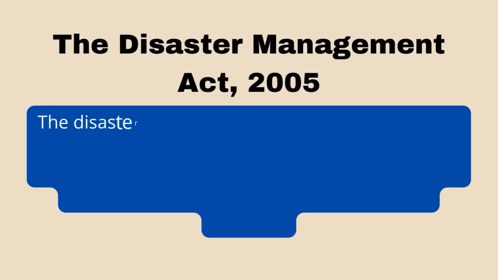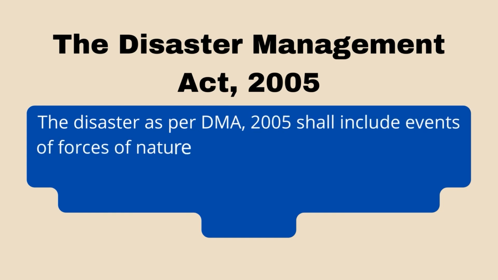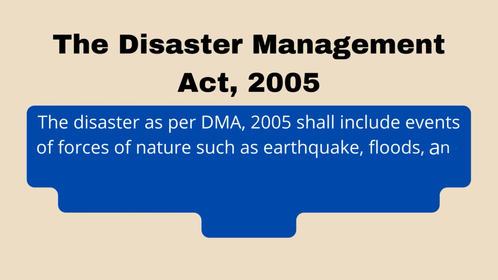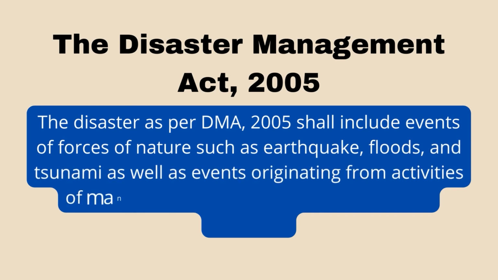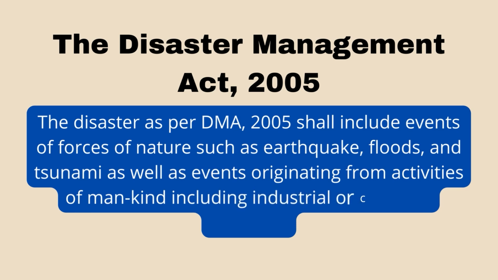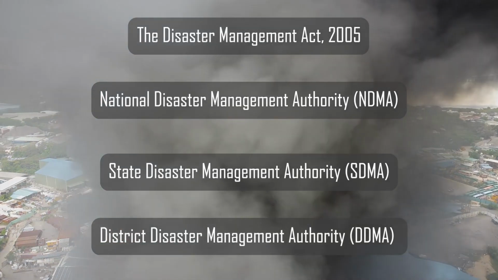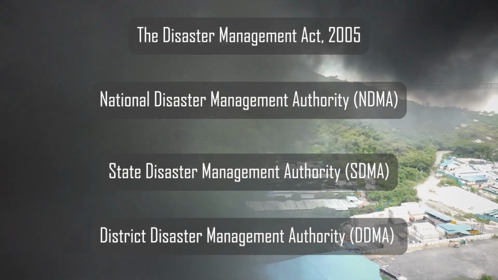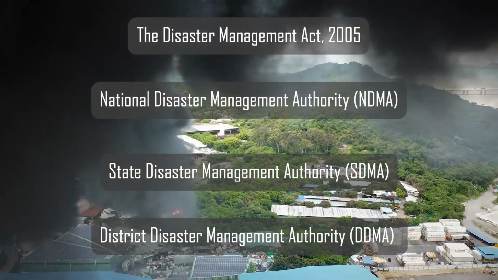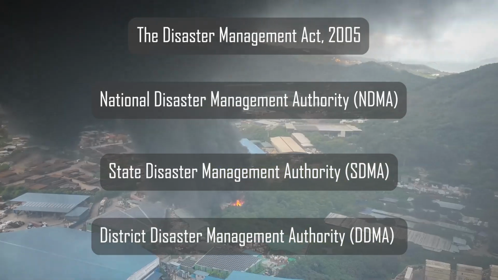The Disaster Management Act 2005 shall include events of forces of nature such as earthquake, floods, and tsunami, as well as events originating from activities of mankind, including industrial or chemical disasters. This envisages a three-tier structure, that is, the National Disaster Management Authority at the center, a State Disaster Management Authority at the state level, and a District Disaster Management Authority at the district level.